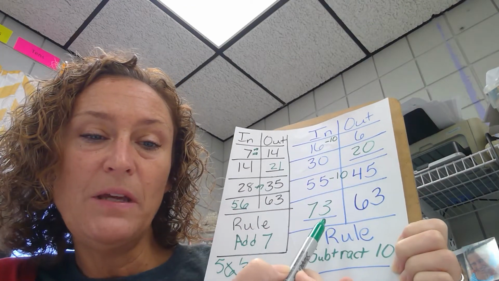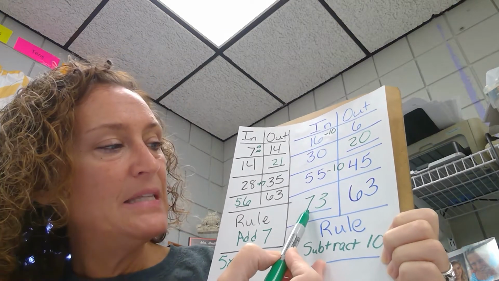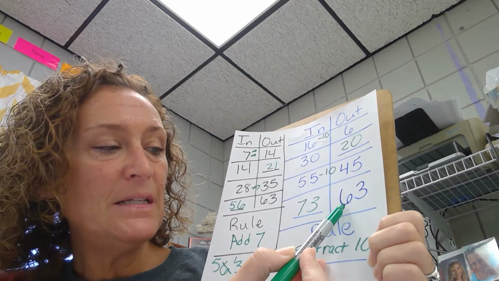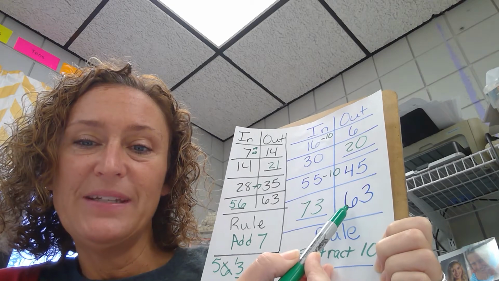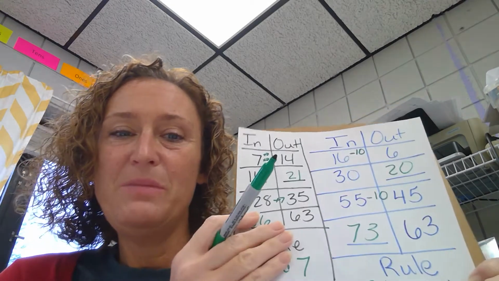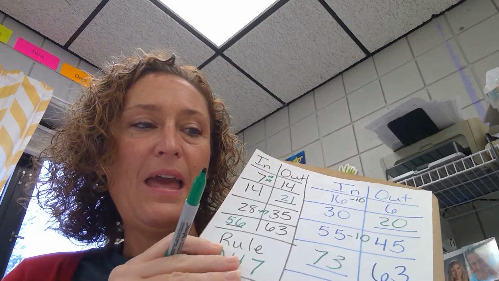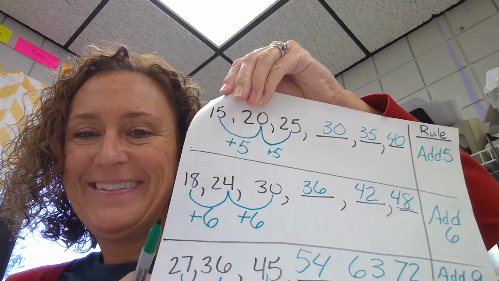And just to check, to make sure I didn't make a mistake in my mind, 73 minus 10 does equal 63. Our input-output machines and math patterns are fun.